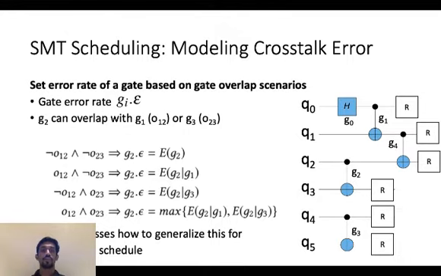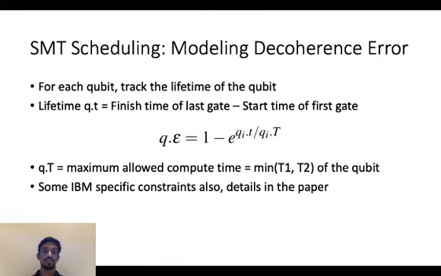Now that we've modeled the crosstalk errors in our schedule, we need to model the decoherence errors. To do this, we basically track the amount of compute time that we use on each qubit. We call this the lifetime. We just take the difference between the finish time of the last gate on a qubit and the start time of the first gate. Once we have these lifetime variables, the error from decoherence can be approximated as an exponential loss on this lifetime. The lifetime is divided by the coherence time for this, and we can get the coherence time from the calibration data. This way of measuring the decoherence errors is standard and well known in the literature.